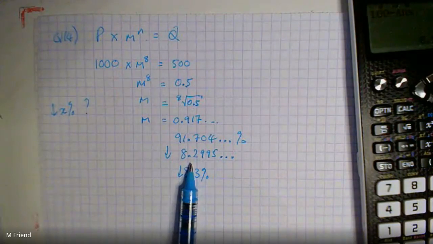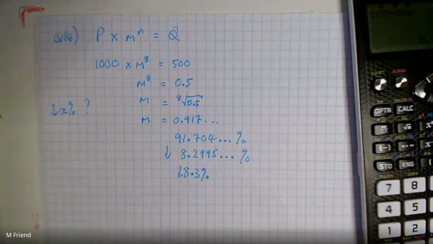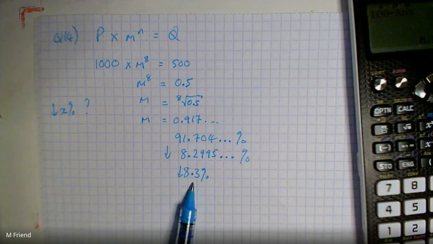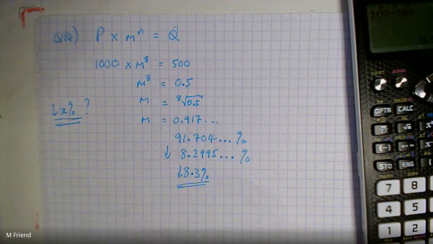It's specifically 8.2 blah, blah, blah, percent less than it was before. And if you round that, that's 8.3% less than it was before. And so I've answered the question because it was saying, by what percentage are we reducing each time? Yeah, X%. And I'm saying, oh, I'm reducing by 8.3% each time. By no means an easy question, but that's how you do it.